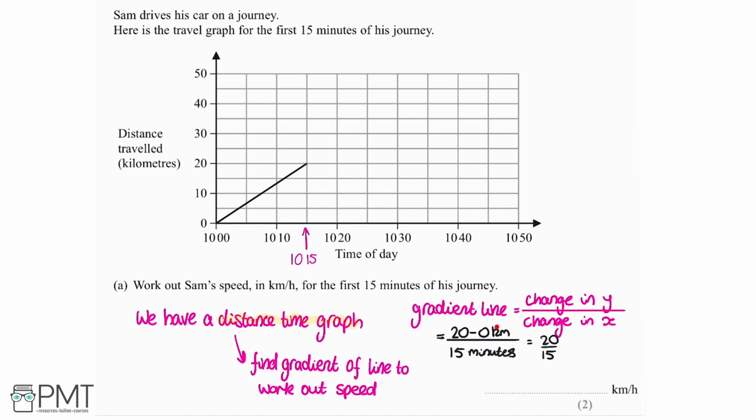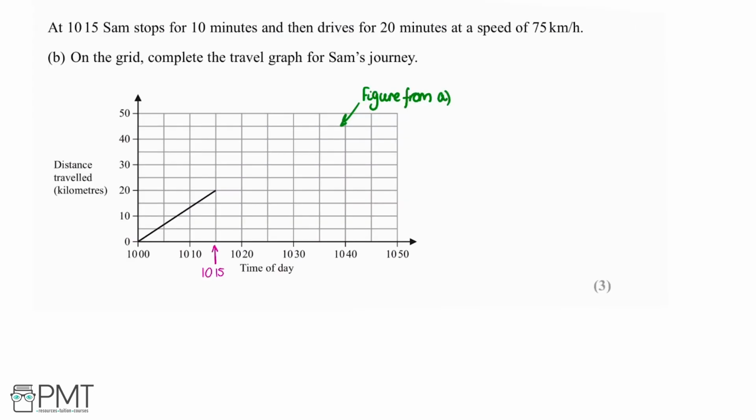So that's going to equal 20 over 15. However, we've got kilometres and minutes. So units here is kilometre per minute rather than kilometres an hour. We want kilometres per hour. So to do that, we're going to multiply by 60. So that gives us 20 over 15 multiplied by 60, which gives us 80 kilometres an hour, which is the final answer. So we get 1 mark here for our method, and 1 mark here for the correct answer of 80 kilometres per hour. At 10:15, Sam stops for 10 minutes, and then drives for 20 minutes at speed of 75 kilometres per hour.